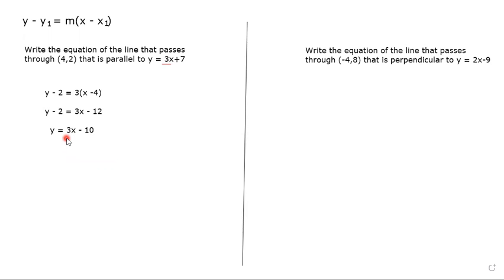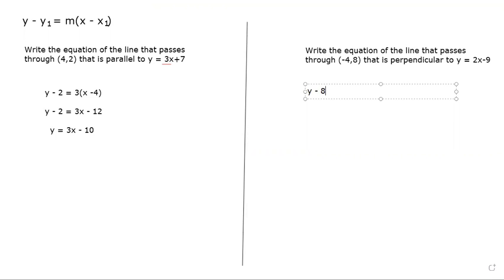Now, this example 2 says, write the equation of the line that passes through negative 4, 8 that is perpendicular to y equals 2x minus 9. So anytime a line is perpendicular to another, their slopes are negative reciprocals of one another. This is what we mean.